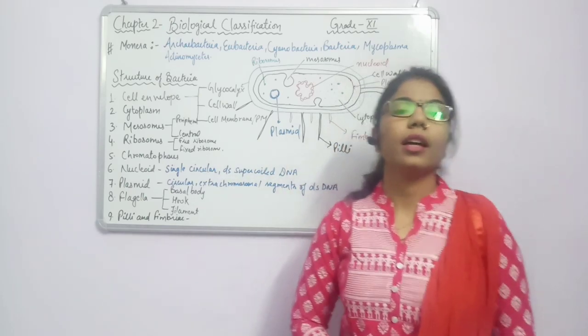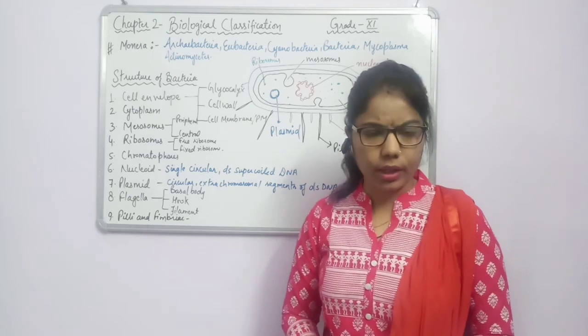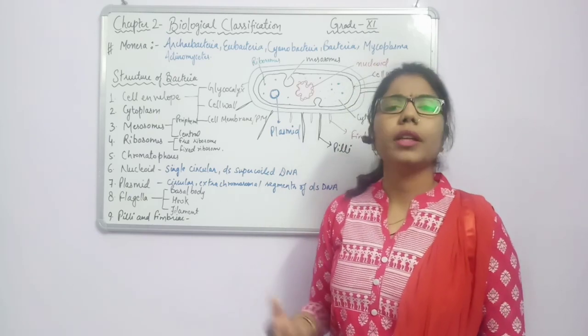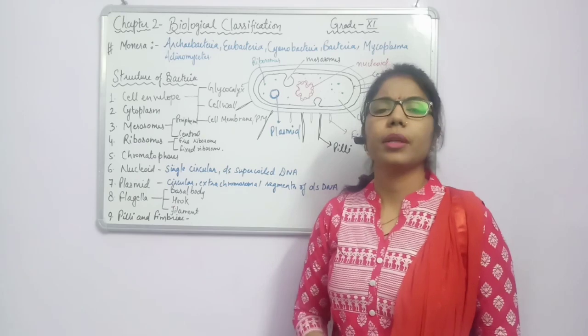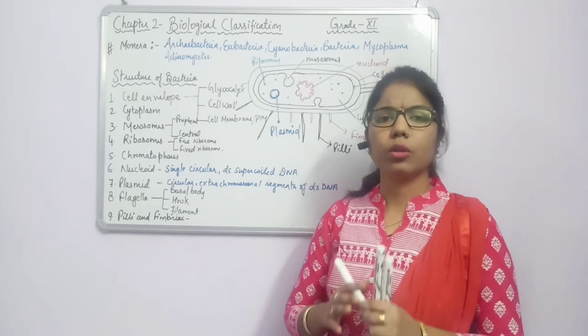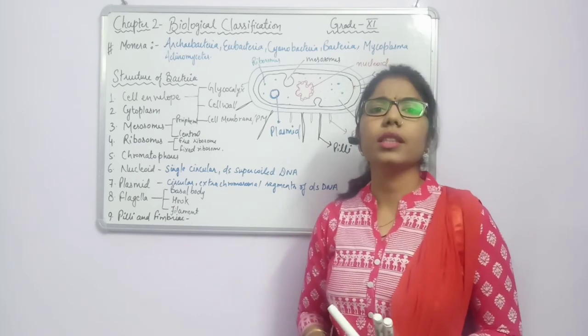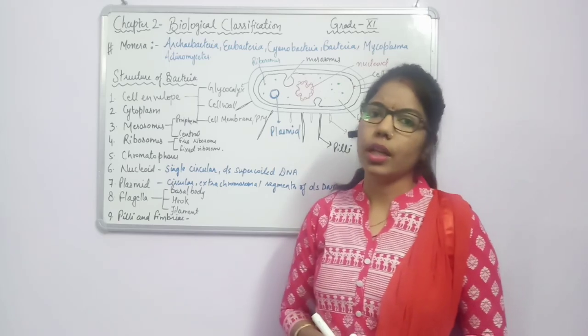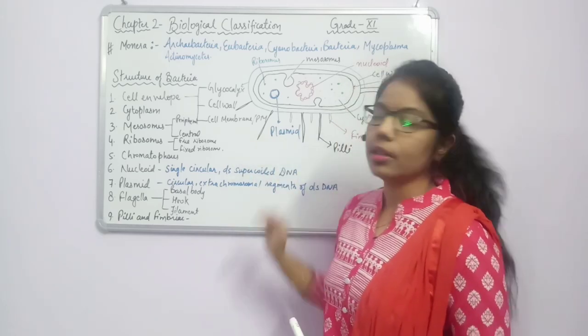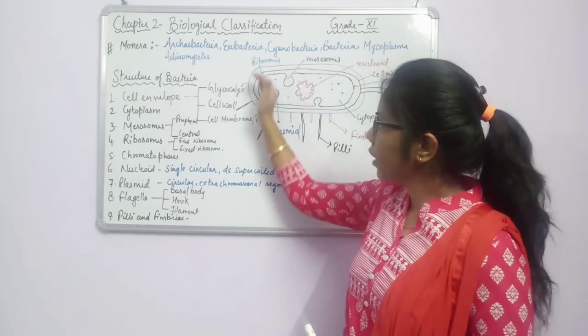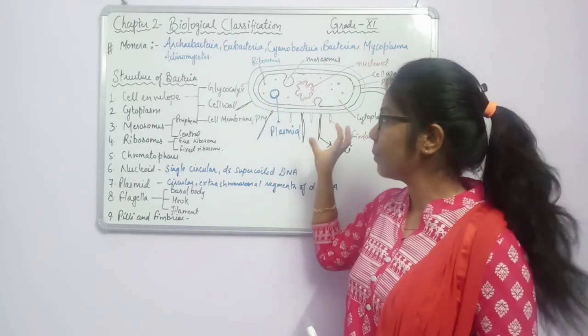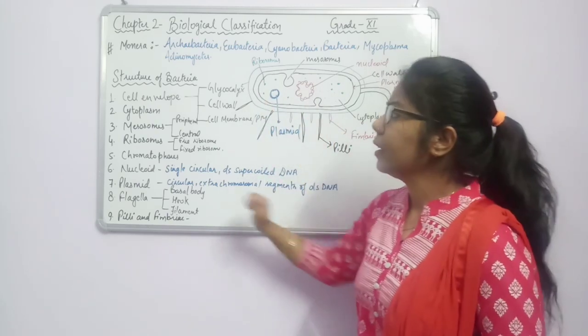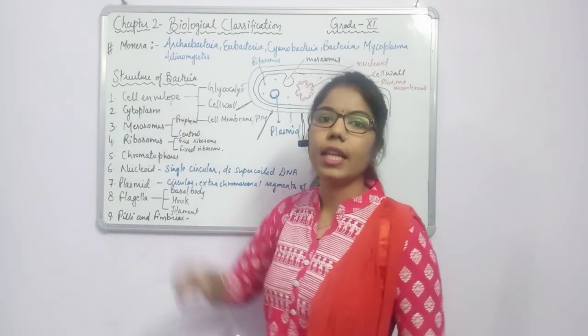We know that bacteria is a prokaryotic. What is the meaning of prokaryotic? Primitive type of nucleus. It means that there is no nuclear membrane, there is no proper nucleus. Instead of nucleus, there is another structure which is known as nucleoid. So here one by one we will understand what the different components of this bacterial cell are. Fine. The first thing, I mentioned here, is cell envelope.